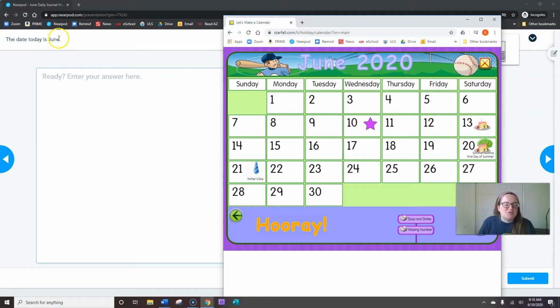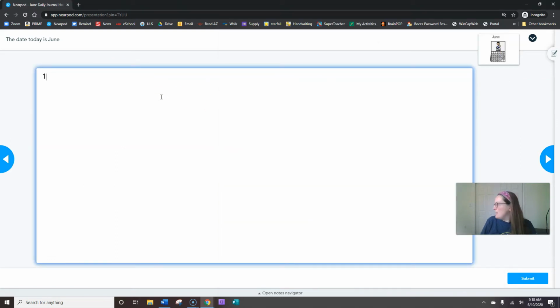The date today is June what? We need to find the purple star. Here it is. And look in the same box as the purple star to see what number is there. 10. So I need to write 1, 0 for 10. Then hit submit.